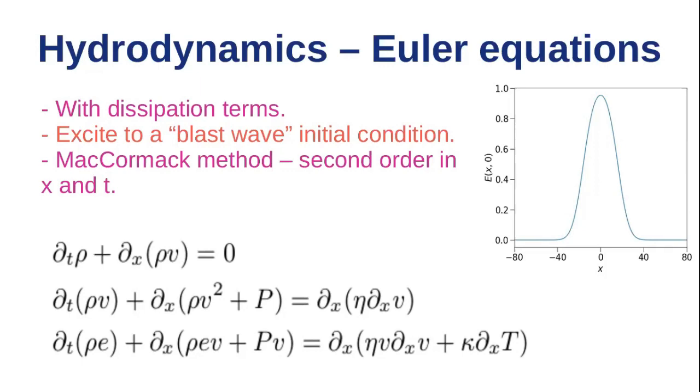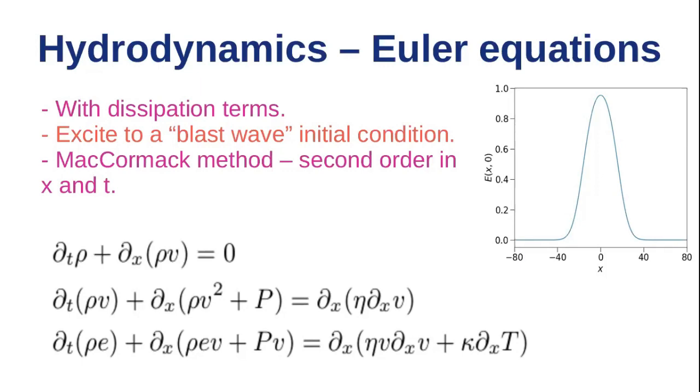So ∂_t ρ + ∂_x (ρv) = 0 is the first equation, which is the conservation of density. The second equation, ∂_t (ρv) + ∂_x (ρv² + P) = 0, is the Euler equation which talks about the conservation of momentum. And likewise, ∂_t (ρE) + ∂_x (ρEv + Pv) = 0 is the Euler equation which talks about energy conservation.